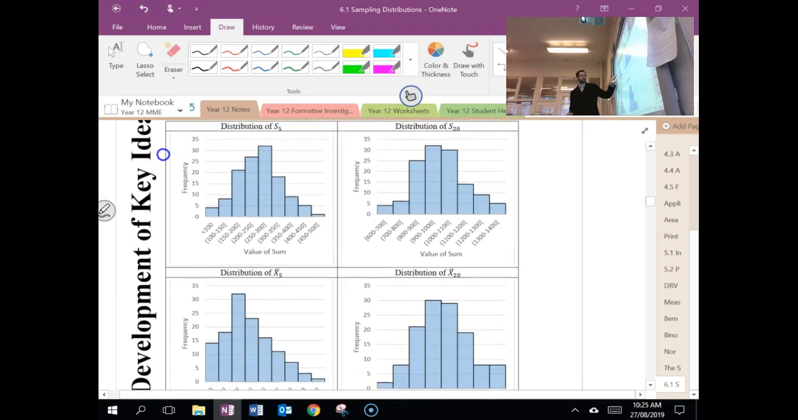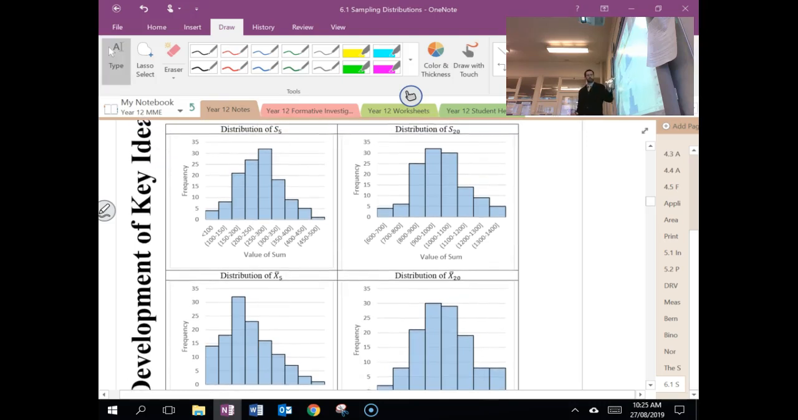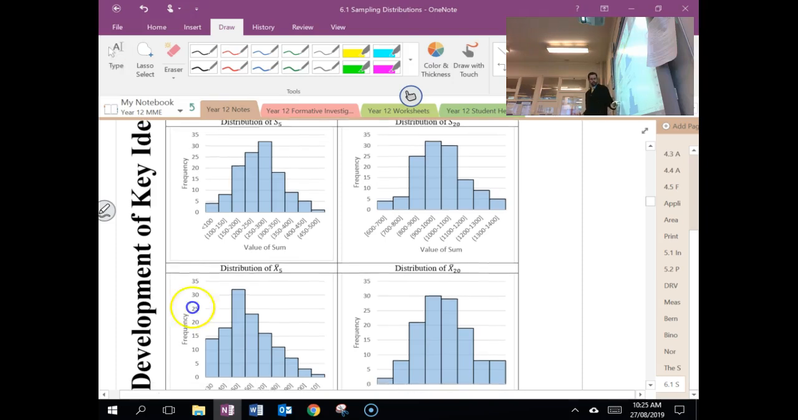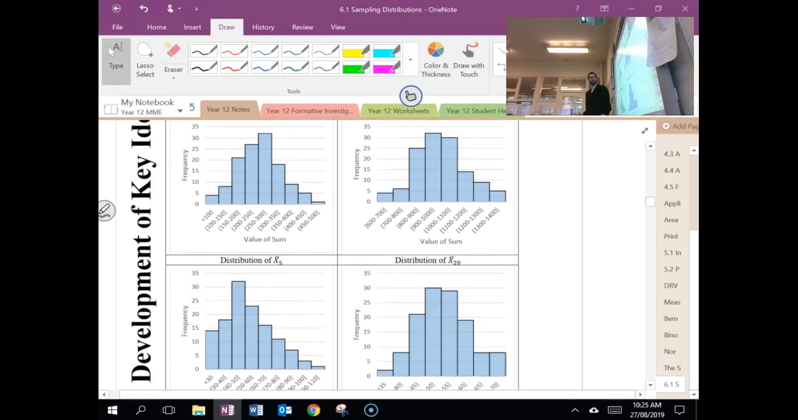Now, for my samples of 5, the sums of all the values is given here, and the means of all the values is given here. For my samples of 20, the sums are given here, and the means are given there. Do those roughly approximate a normal distribution? Yes, they do. I think we can agree that they all roughly represent a normal distribution.